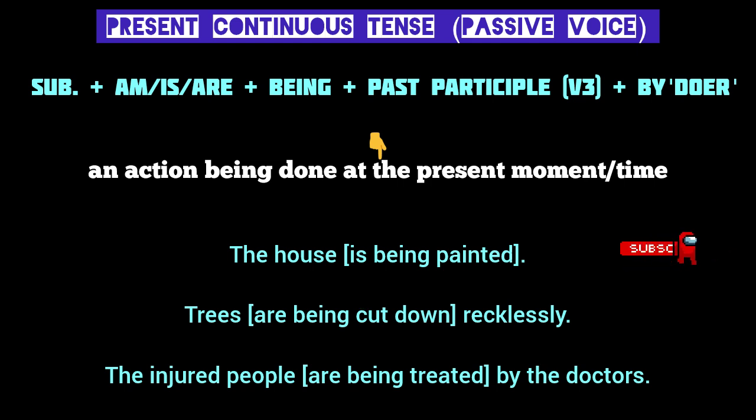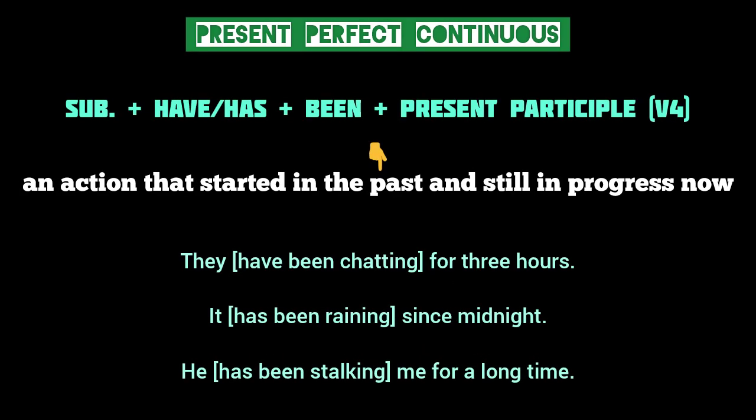The injured people are being treated by the doctors. Clearly, the verb are being treated is in present continuous tense passive voice. So from this tense, we understand that the treatment of the injured people is going on at this moment. And that's the only information we get from the present continuous tense. But what about the present perfect continuous tense?